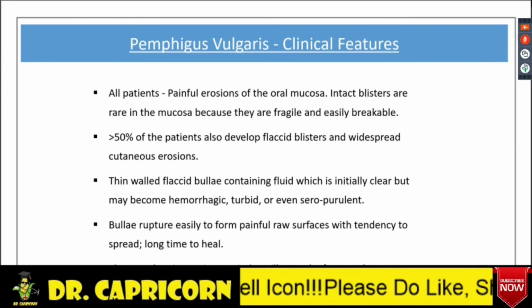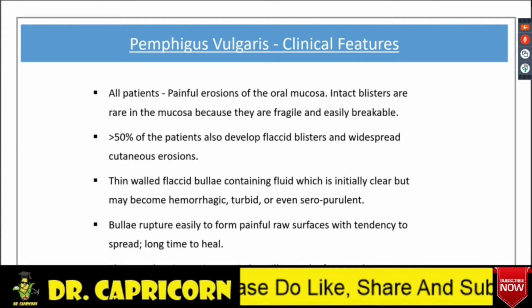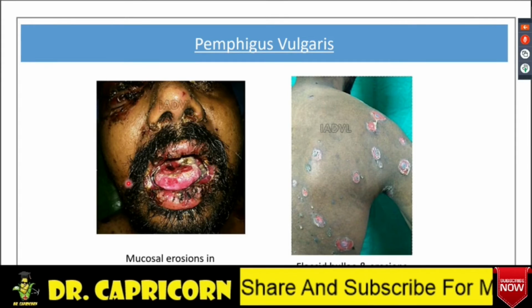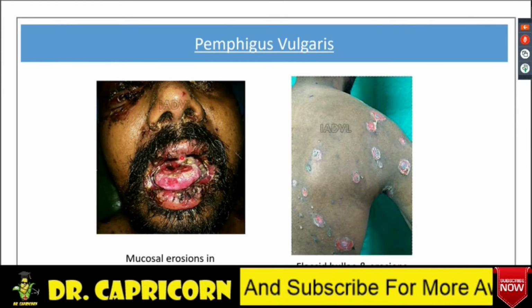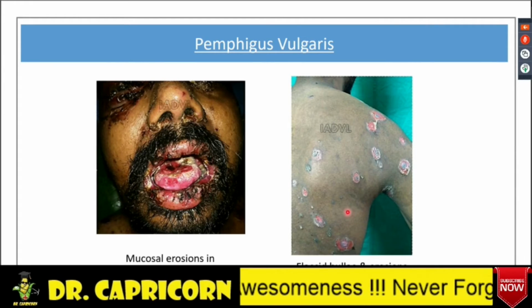Now the sites of lesions are, as I told you, the oral cavity, groins, genitalia, axilla, scalp, face, and neck. Now this is one of the photographs of mucosal erosion. You can see stubborn oral erosions, and you can see candidiasis, very commonly secondarily infected by Candida in the oral cavity.